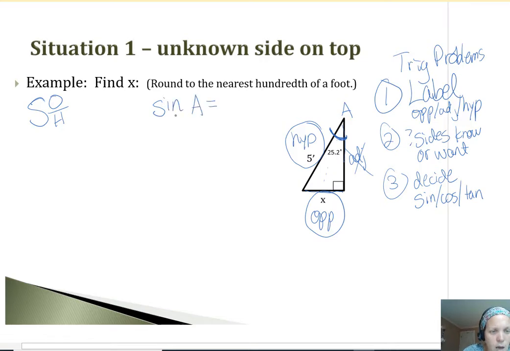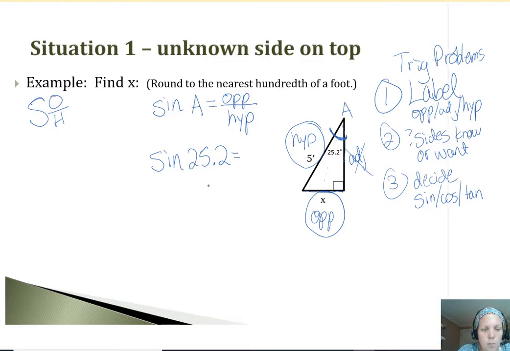So the formula is that sine of A is the opposite side over the hypotenuse. I am going to abbreviate a little bit there. So now I'm going to plug in the things that I know. So sine of the angle, so sine 25.2. If I know my degrees, I plug that in right next to either sine, cosine, or tangent where that A is, equals opposite over hypotenuse. So I don't know the opposite, that's my X, over 5.